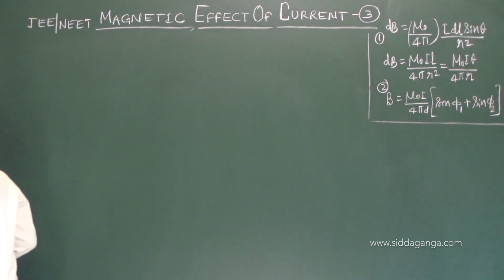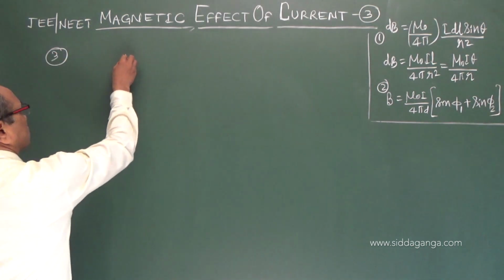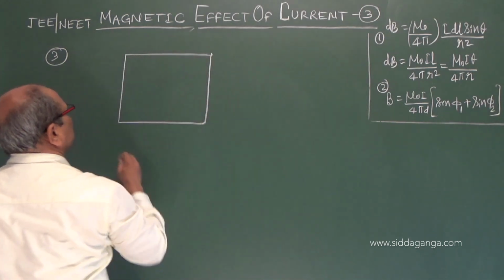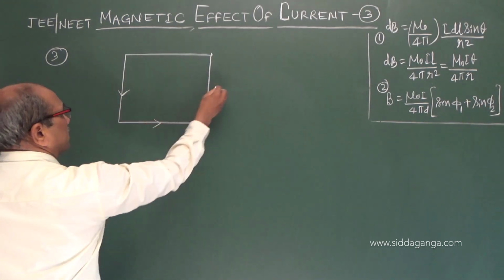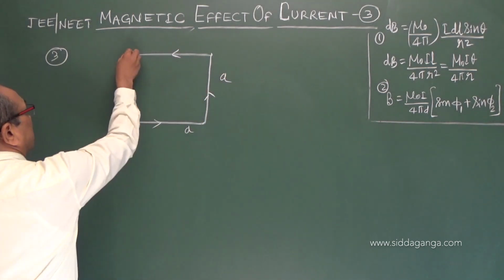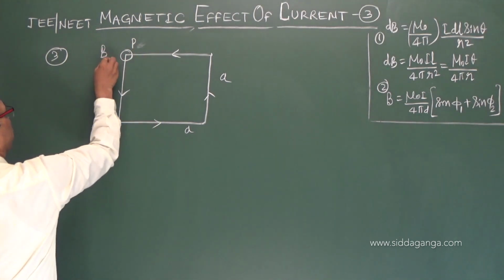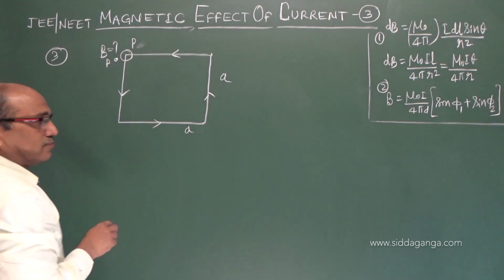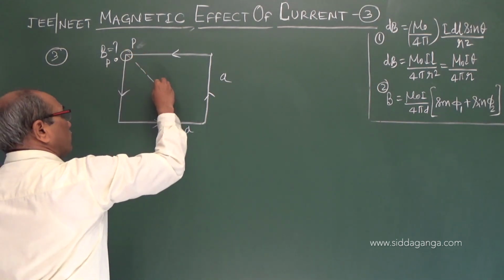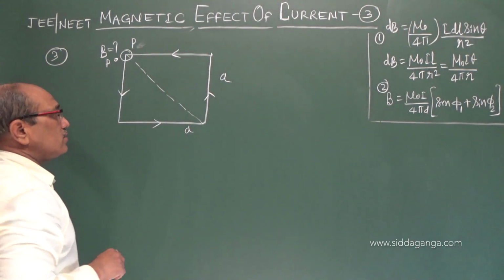So for example, the third one is a square loop. As we have taken in the case of a triangle, we can take the sides the same for a square, and at the point P, you want the magnetic field. You want to find the magnetic field at the corner P. All the sides are of equal size.